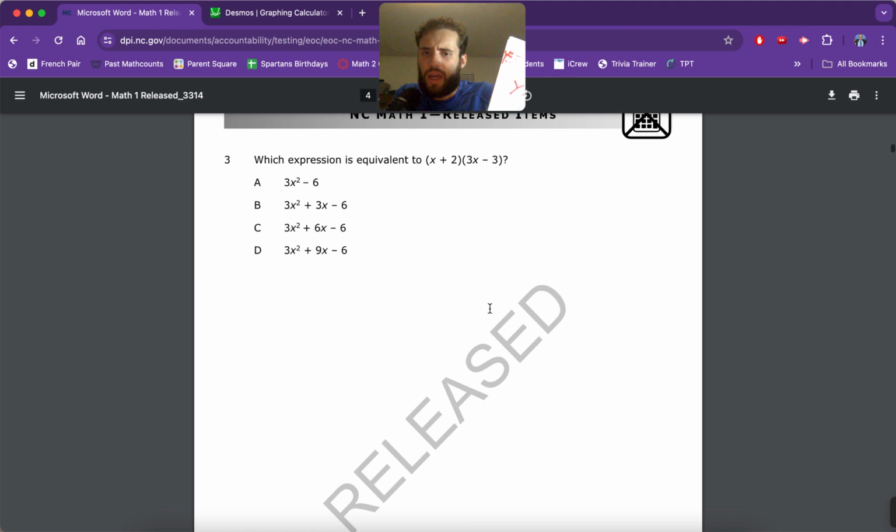All right, next we've got which expression is equivalent to the quantity x plus 2 times the quantity 3x minus 3. This is just foiling it. So x times 3x gives you 3x squared. And then we've got to make sure you distribute the x to both terms. So we get x times negative 3 is negative 3x. And then 2 times 3x is positive 6x. So our OI term, the outside and inside term, is negative 3x plus 6x.